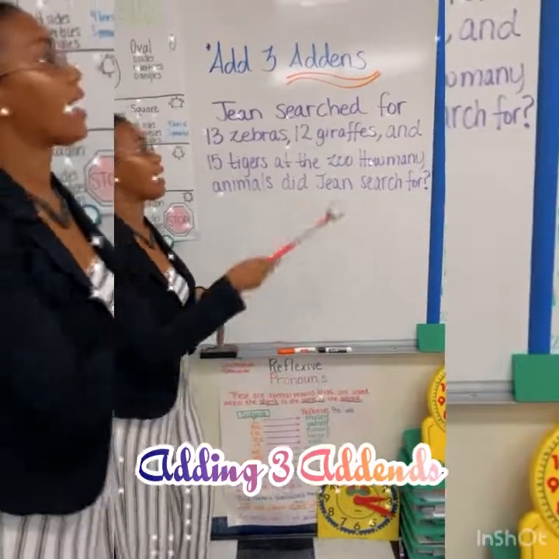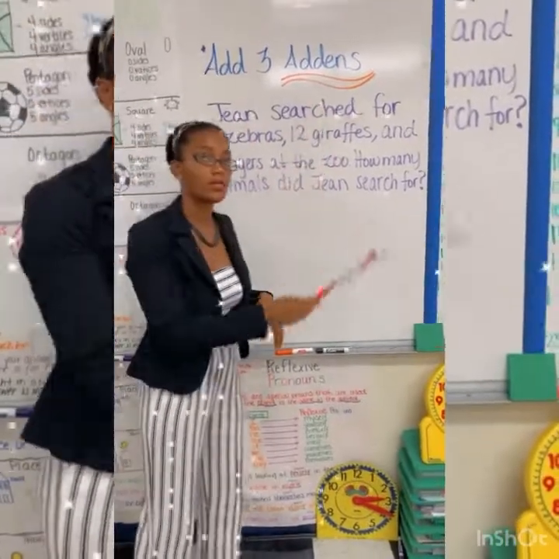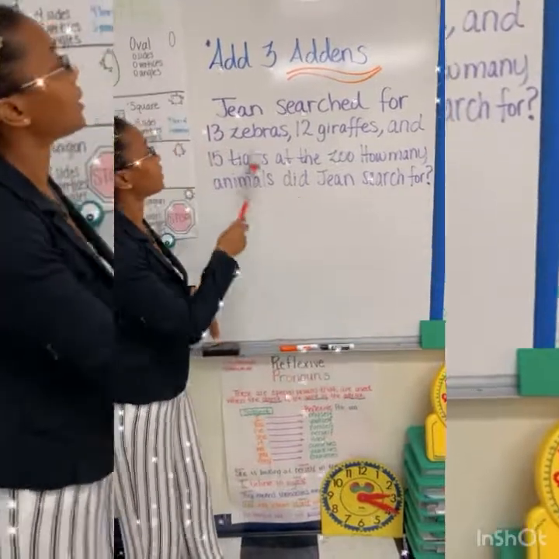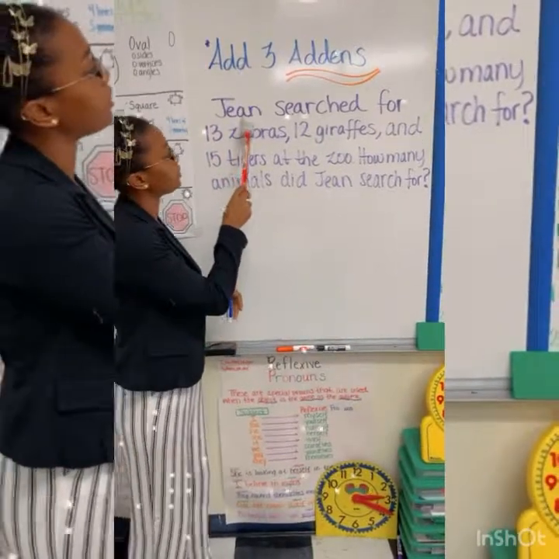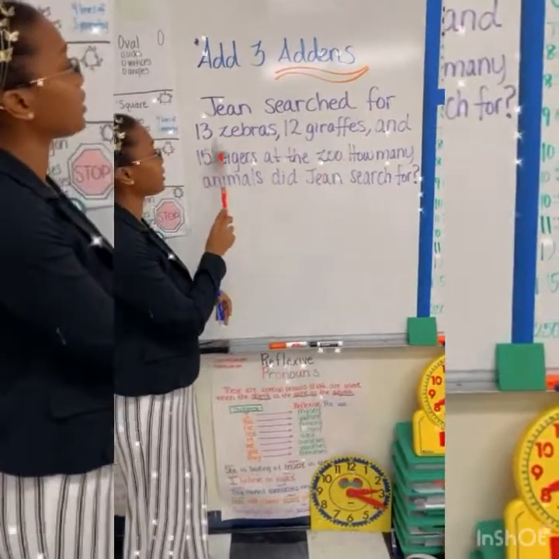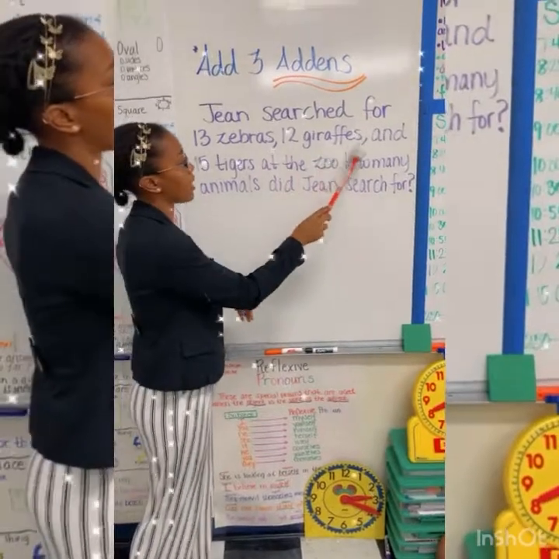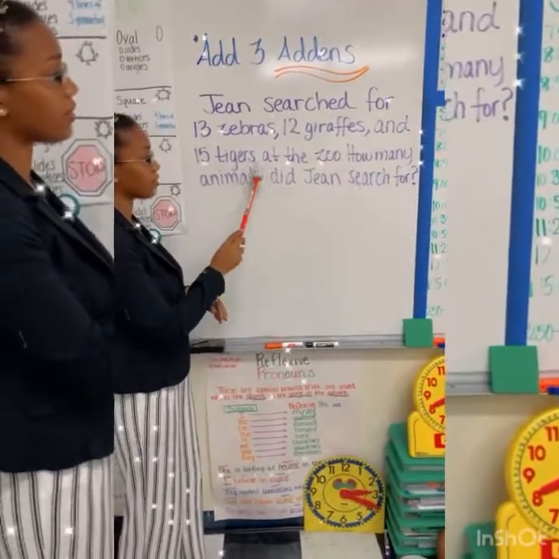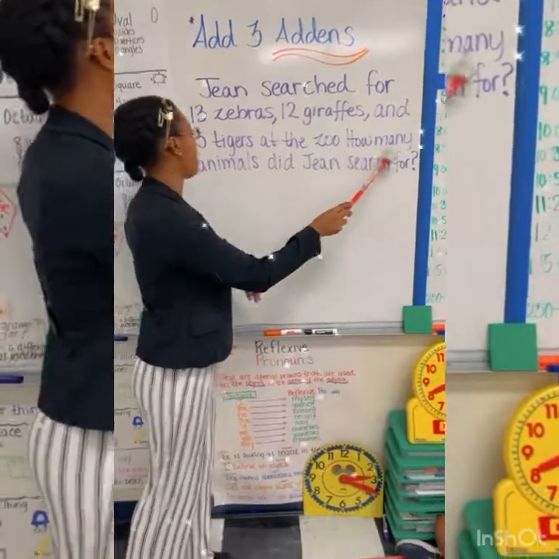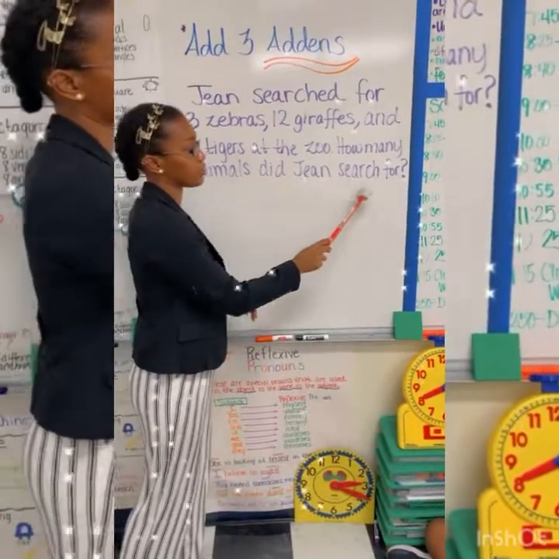Today we are going to be adding 3 addends, or I like to call it 3 numbers. Let's read our word problem. Gene searched for 13 zebras, 12 giraffes, and 15 tigers at the zoo. How many animals did Gene search for?